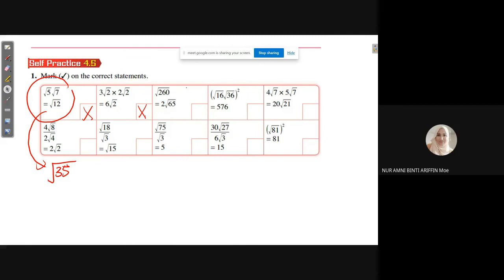Okay. This one, 260. So it will become? I don't know. Why are there two outside? So is this one correct or wrong? Wait, let me put it in the calculator and see. Okay, this one you have to simplify.